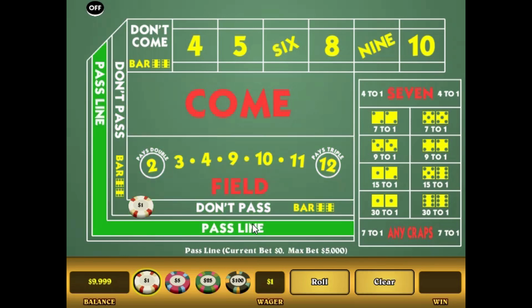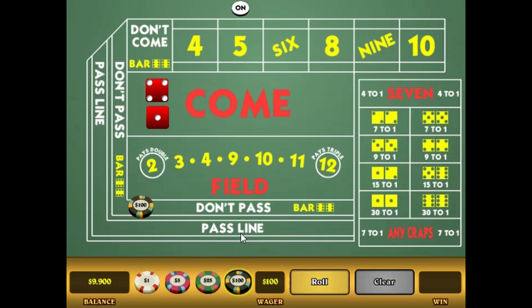Here's 1 unit. Whoops, that's $1. Let's clear that. Let's bet 100 on the don't pass. And there's a 5. So I'm going to lay 6 times odds against the 5 and make a don't come bet.